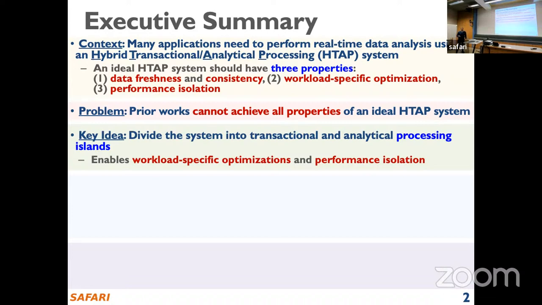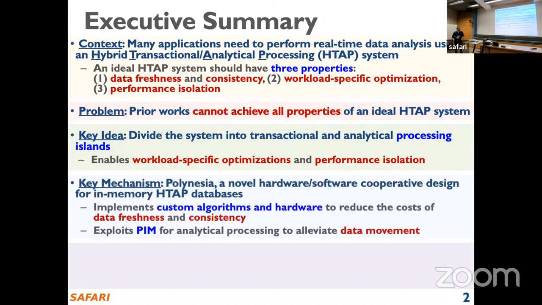It's heterogeneity again. So now we are going to divide the system into what we call processing islands. Each island here is tailored either for transactional or for analytical processing. And we have accelerators in the middle to make sure that we can have high data freshness and consistency across those two disjoint accelerators.